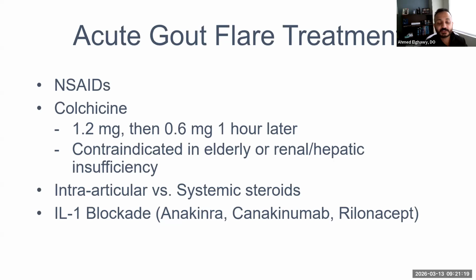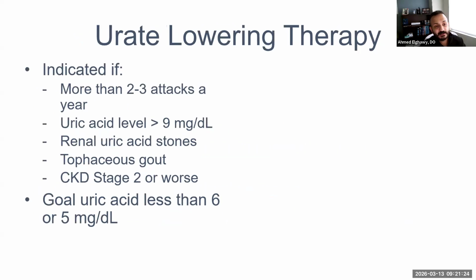So how do we know who to treat beyond the flare? When do we actually start giving these urate-lowering therapies? Well, if the patients get more than one attack a year, that's an indication. If their uric acid is above 9, that's an indication. If they have renal uric acid stones, tophaceous gout, or CKD stage 2 or worse, these are all indications to start things like allopurinol or febuxostat. The goal here is to try to get the uric acid less than 6. If they have tophaceous changes or erosive changes on their x-rays, we're more aggressive and we try to get it less than 5. If you're practicing primary care, you might see this more, so I think this is also really important to know.